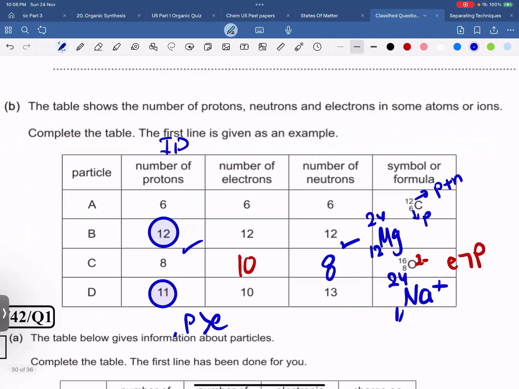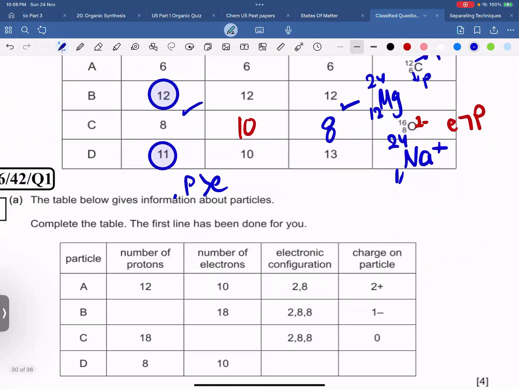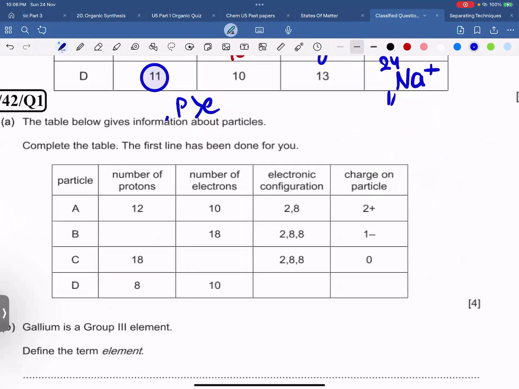Next question. The table below gives information about particles. Complete the table. The first line has been done for you. Particle with number of protons 12, number of electrons 10, electronic configuration 2, 8, charge is positive 2. So it is a positive 2 ion, protons more than electrons by 2.